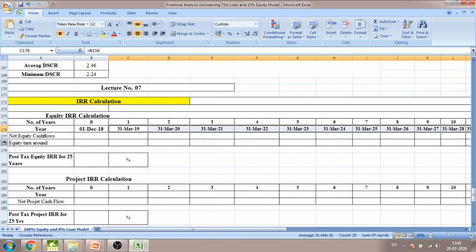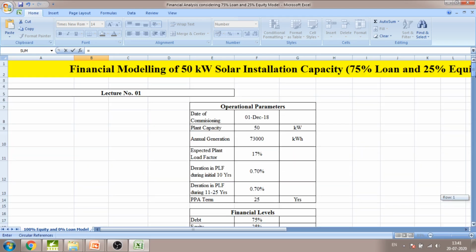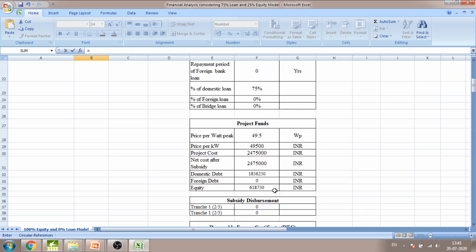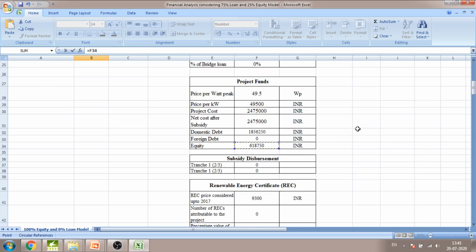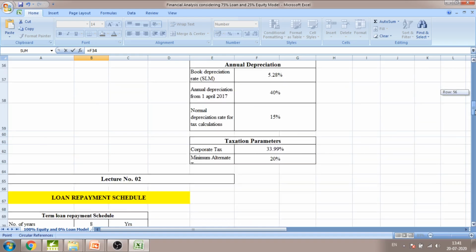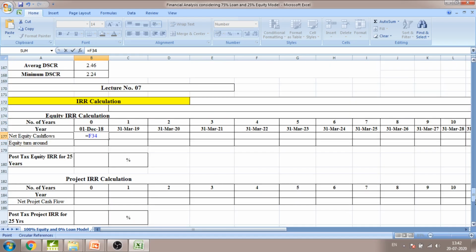The next parameter is the net equity cash flow. As we know, we have invested 25% equity in this project. So 25% of total installation cost is 6,18,750 rupees. This equity value is considered as the equity investment. As the customer is making the investment in the net equity cash flow, we put a minus sign here.